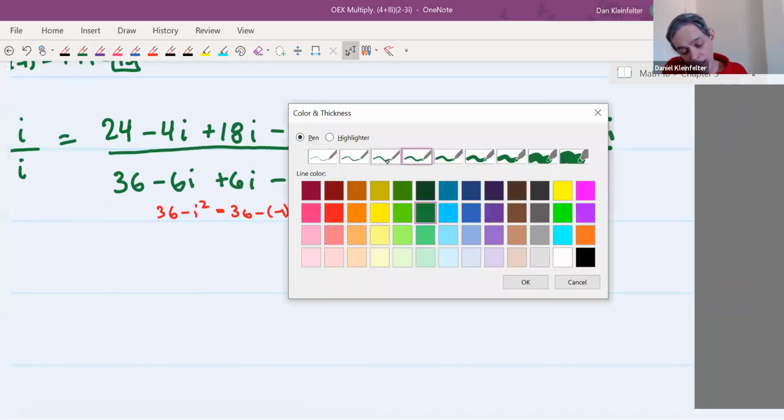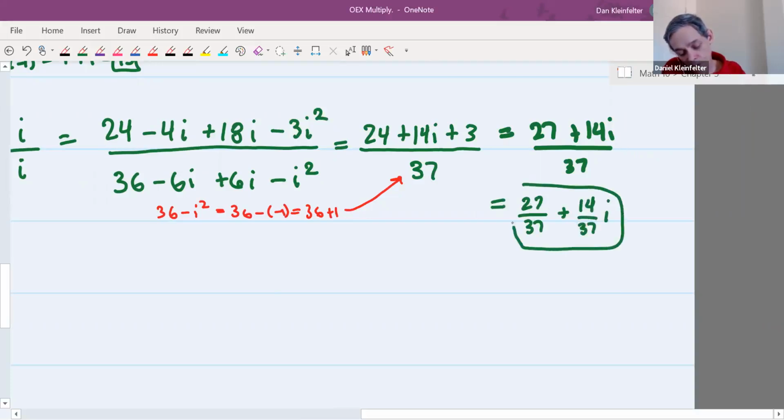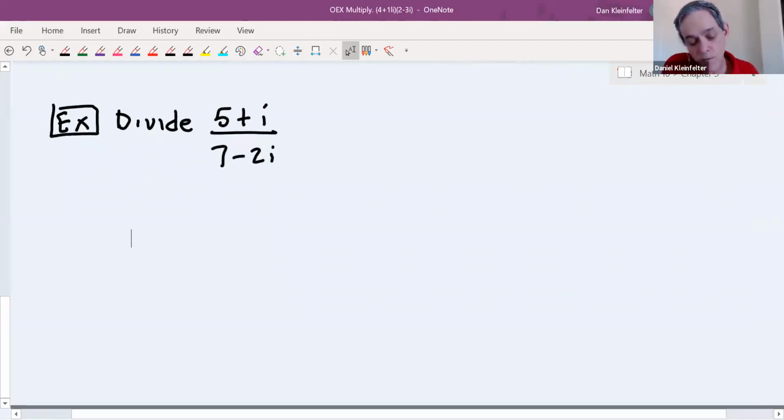Often, it's kind of customary to separate that into an a plus bi form. So we'll have 27 over 37 plus 14 over 37 i. Okay, the key to getting this done was multiplying the numerator and denominator by the conjugate of that denominator. All right, so let's try that again. For this one, maybe you want to pause the video and try it on your own and then see how we do it together.